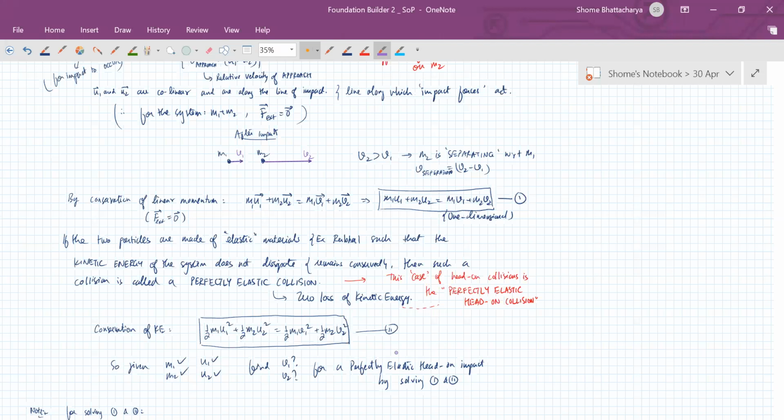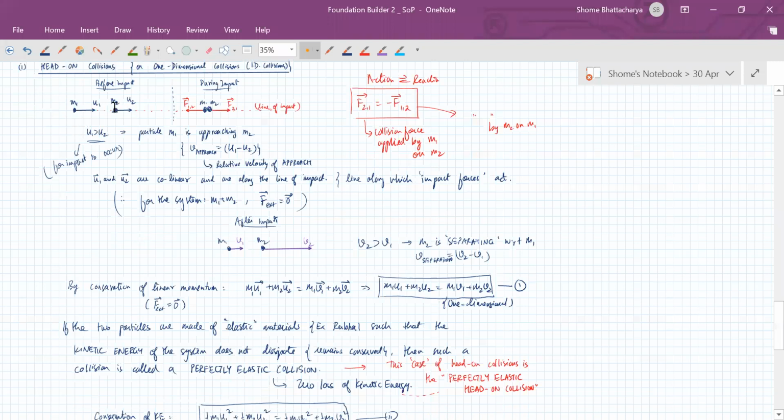Yes, u1 is the initial velocity of mass m1 and v1 is the final velocity. Okay, that you've seen in the diagram before. You've seen that before impact, u1 and u2 were the velocities, and after impact, v1 and v2 are the velocities.